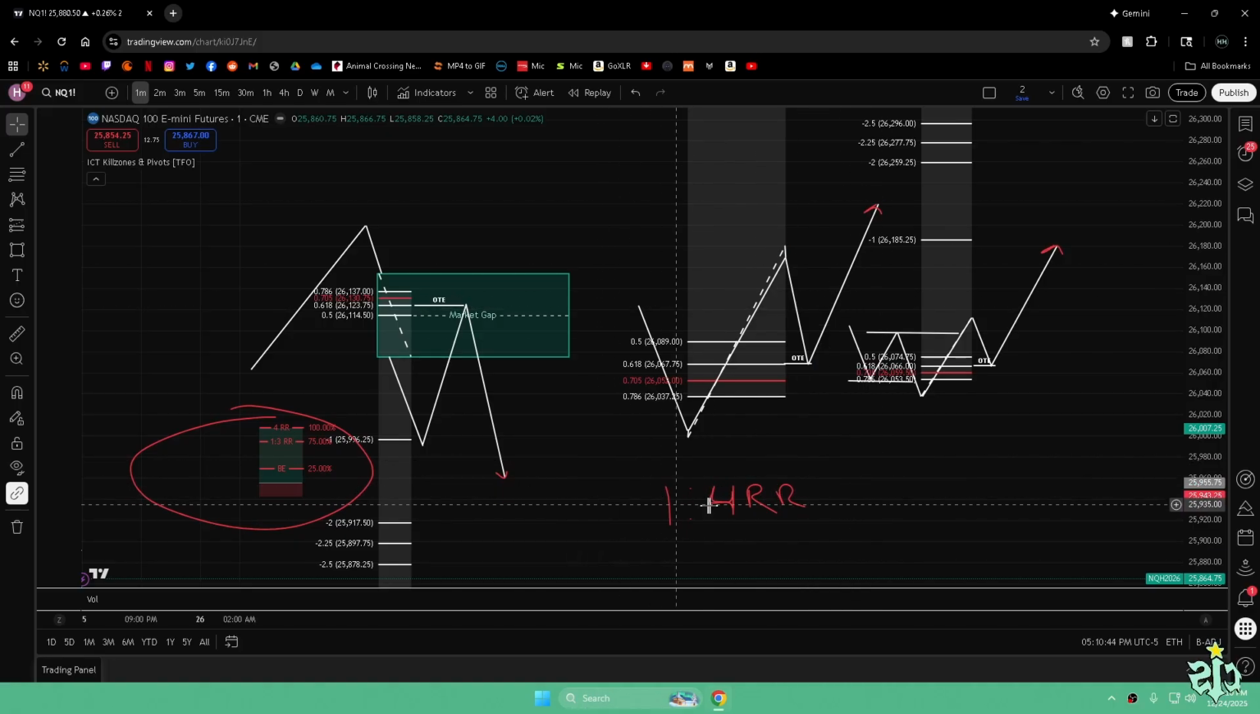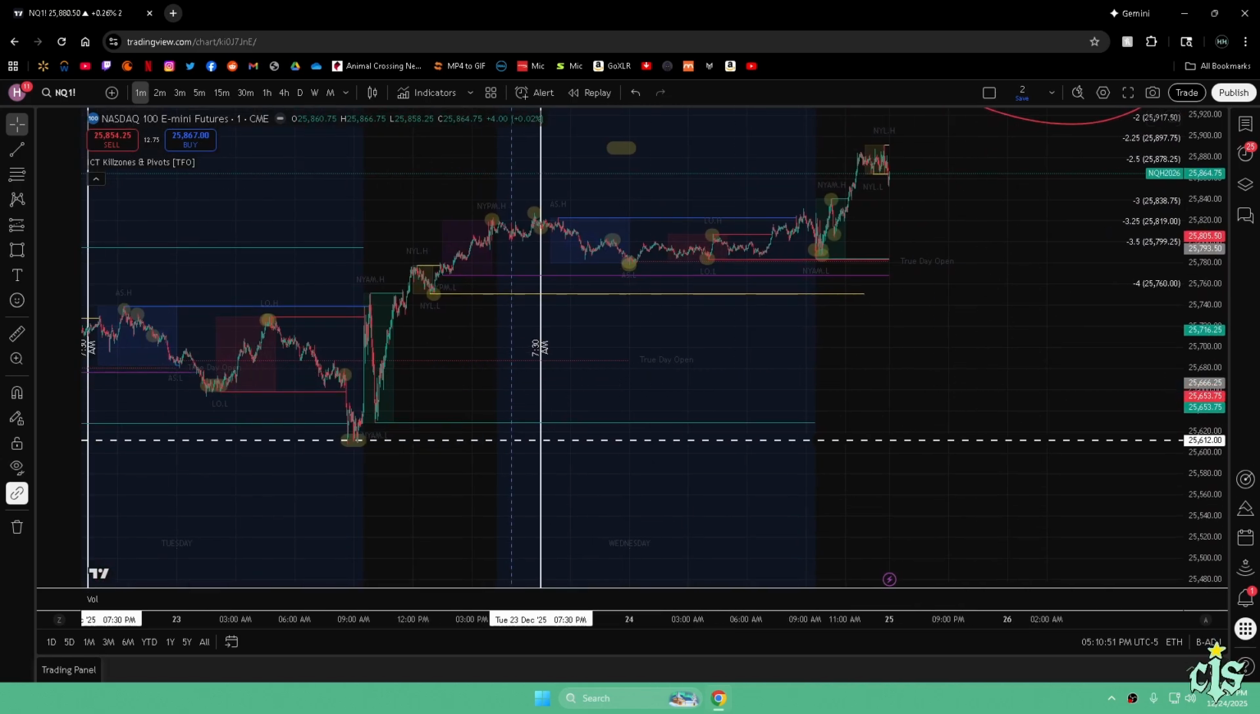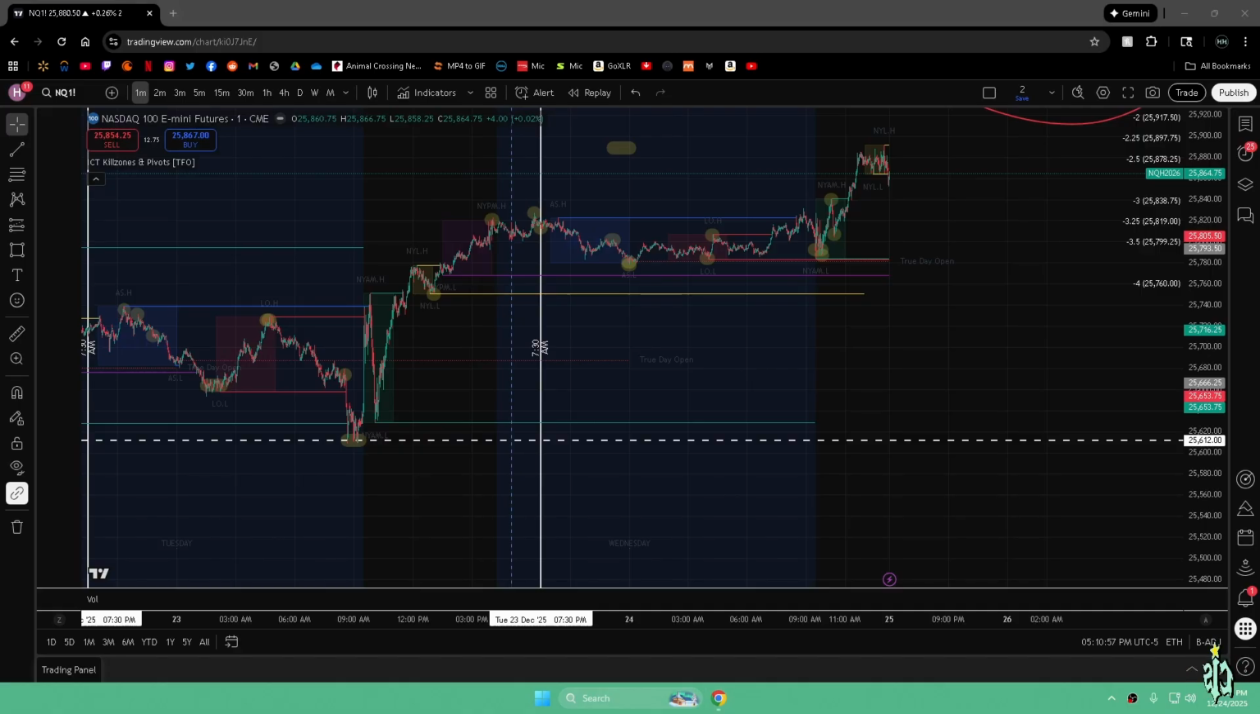And we're always going for 1 to 4 RR, but if you're greedy, go for buy side or sell side liquidity. Now, New York, I posted an image in education notes. I'll pull it up right now.